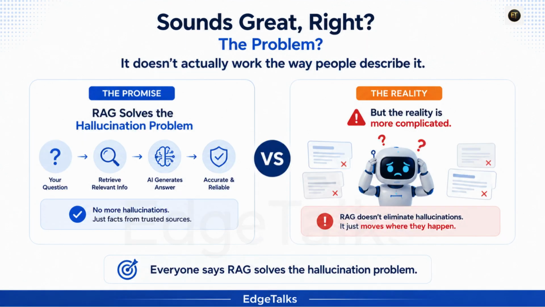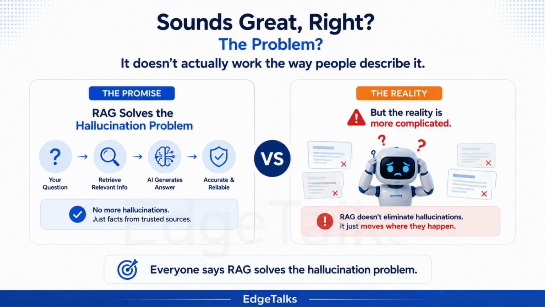Now, most people describe RAG as the solution to hallucination. But the reality is a bit more complicated. RAG reduces hallucination, but it does not eliminate it completely. The model still depends on retrieval quality and context quality. That means problems can still happen even when we are using RAG systems.